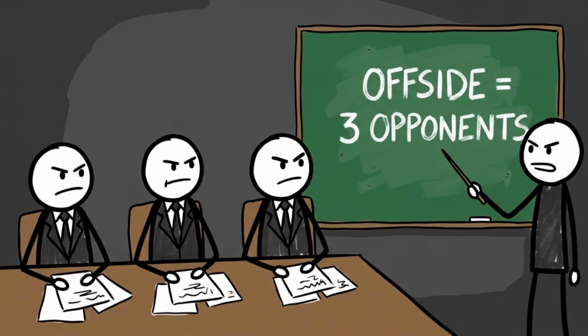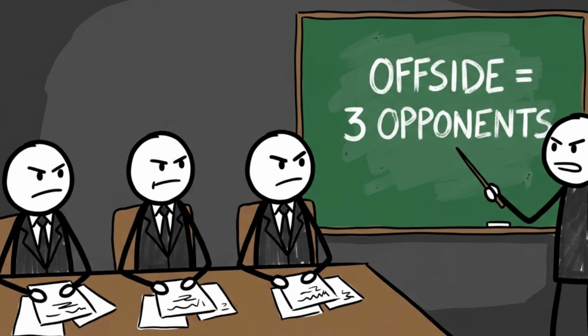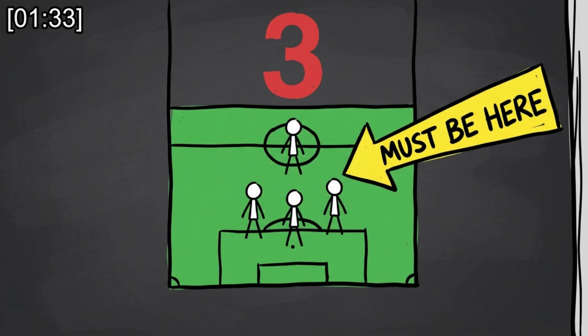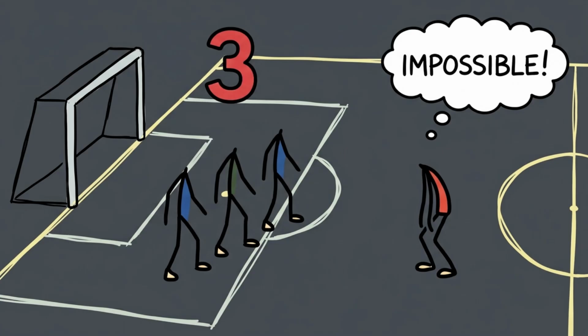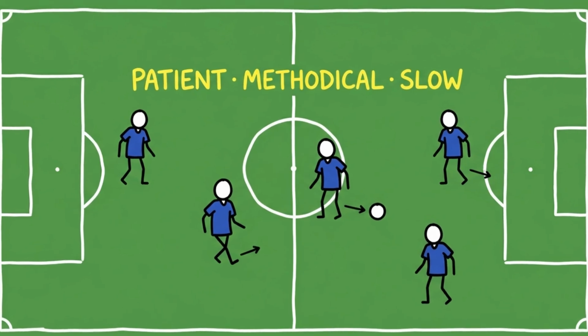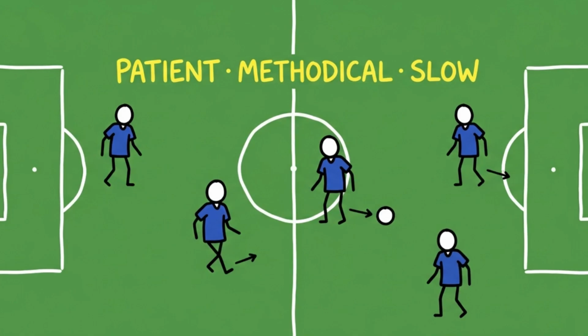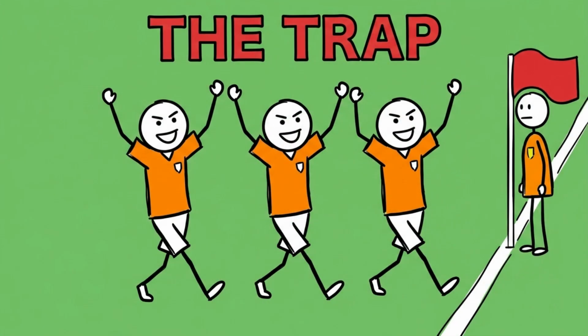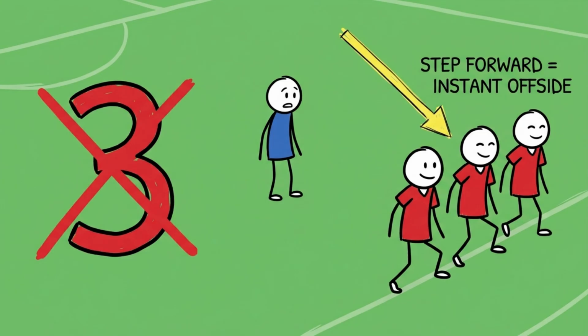When the Football Association was founded in 1863 and the first formal rules were written down, they needed to decide what to do about players who simply loitered near the opposition goal, waiting for the ball. The decision they made was aggressive. Under the original 1863 FA rules, a player was offside if they were ahead of the ball at any point between themselves and the opposition goal, and there were fewer than 3 opponents between them and that goal. 3 opponents, not 2. 3.